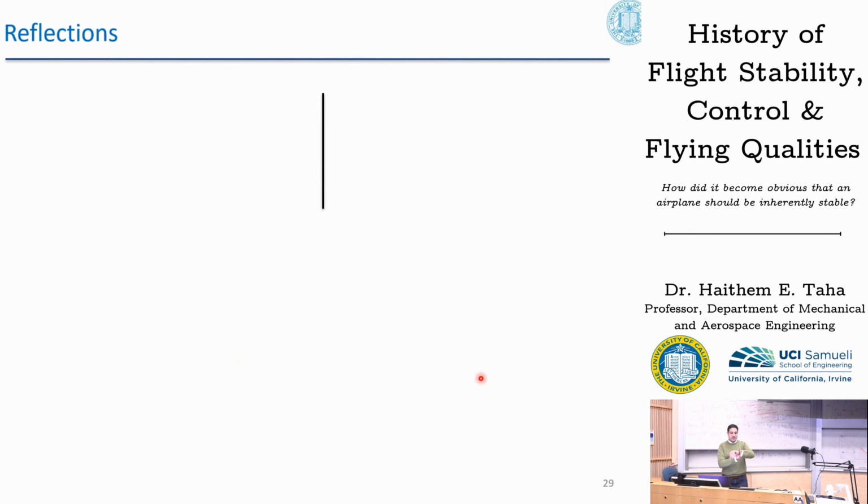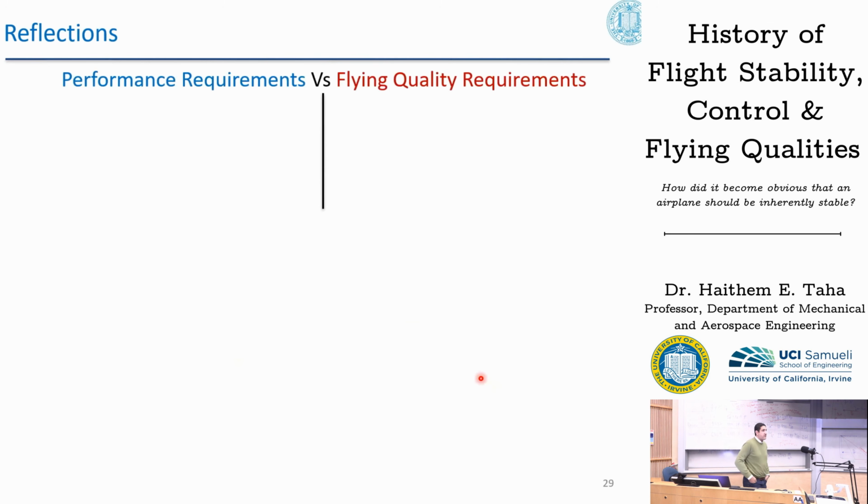Let's do some reflections before ending this lecture about the main difference between performance requirements and flying quality requirements. Because the performance requirements are precise figures, right? The cruise speed must be this much, ceiling altitude, range of the airplane, these are precise numbers. Whereas the flying qualities are just allowable ranges, right? They should be in this ballpark, right?